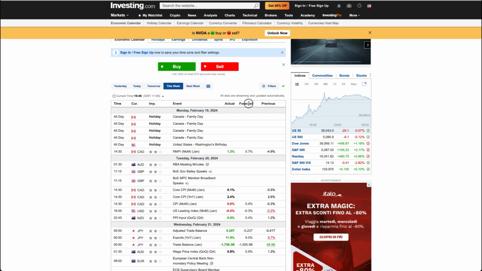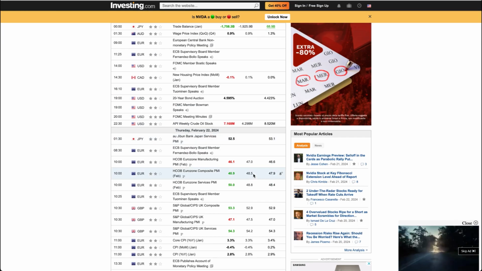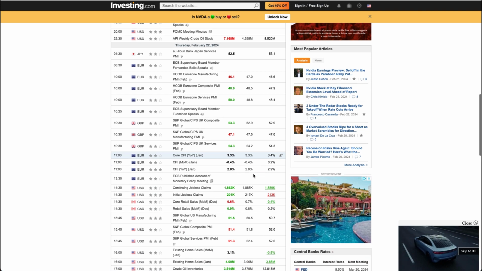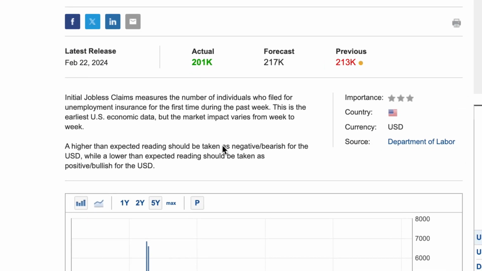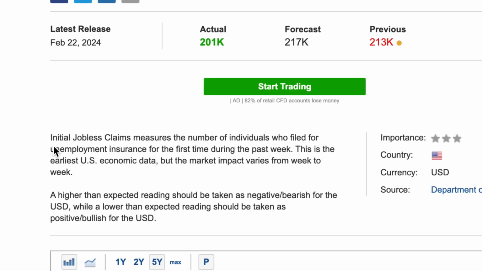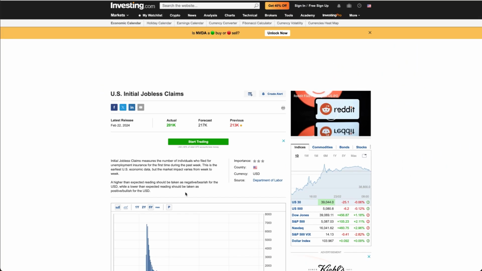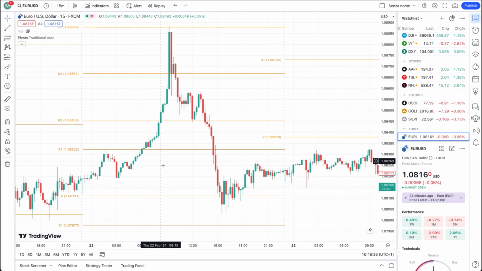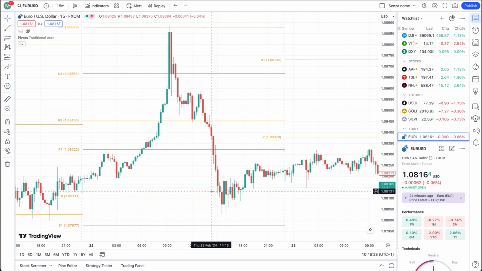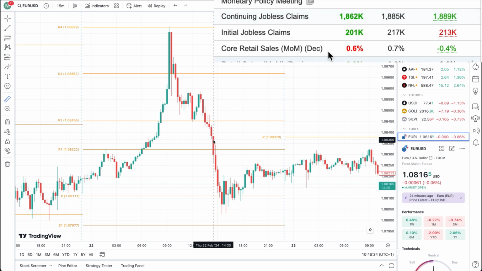The impact of the news is based on these 3 parameters because if the result is lower than expected, it will have a different impact compared to when it is high. The news about unemployment says, a higher than expected reading should be taken as negative/bearish for the USD, while a lower than expected reading should be taken as positive/bullish for the USD. But be careful, because it's not always the case. Let's look at the chart. As you can see, at 2:30 p.m., the dollar against the euro significantly dropped, even though the outcome was favorable compared to the prediction.